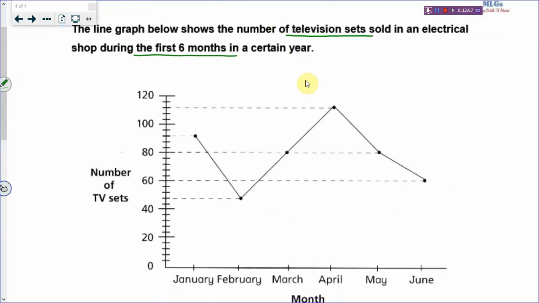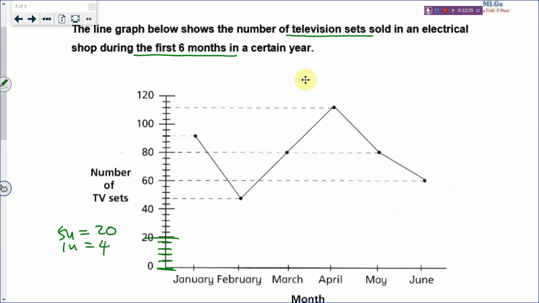So how do you count the gaps? You don't start from 0, right? Of course you start from 0, but you start counting from where? You start counting from the next line, which is 1, 2, 3, 4, 5. So you always start counting on the next line. So you have 5 gaps, or you have 5 lines. So your 5 gaps is equal to 20 and your 1 gap is 4.